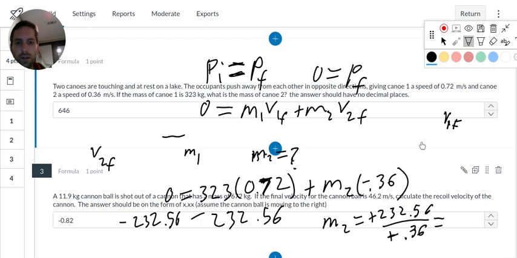And looks like I made a calculation error somewhere. Times 0.72. There we go. And I get 646 on the dot kilograms.